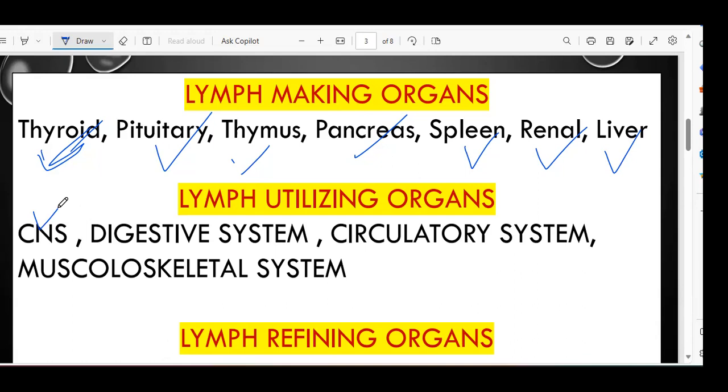Other organs also are there in the lymph, that is, we have reproductive system organs like ovaries and testicles, they are also releasing lymph. Okay, then only the reproduction will happen, right? So this is very important.